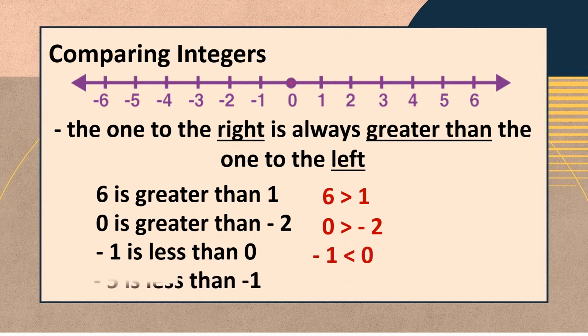Next is negative 5 is less than negative 1. We have negative 1 on the right side and negative 5 on the left side. So we have negative 5 is less than negative 1.